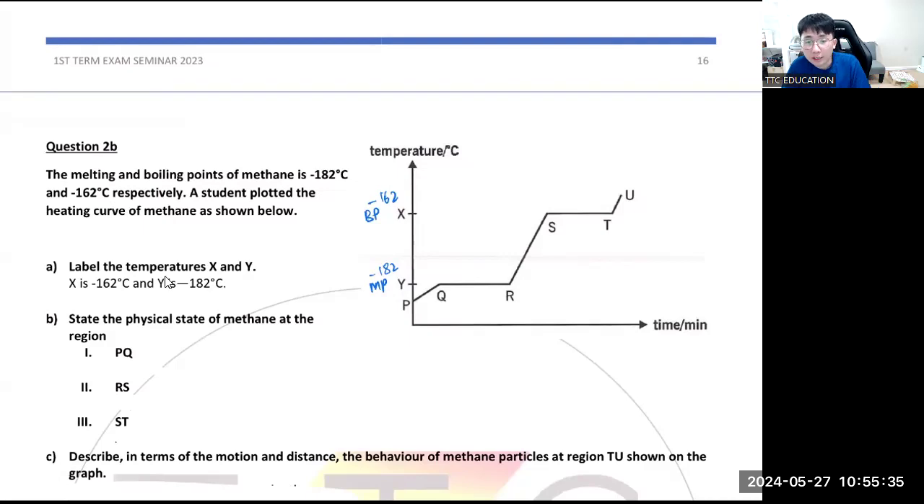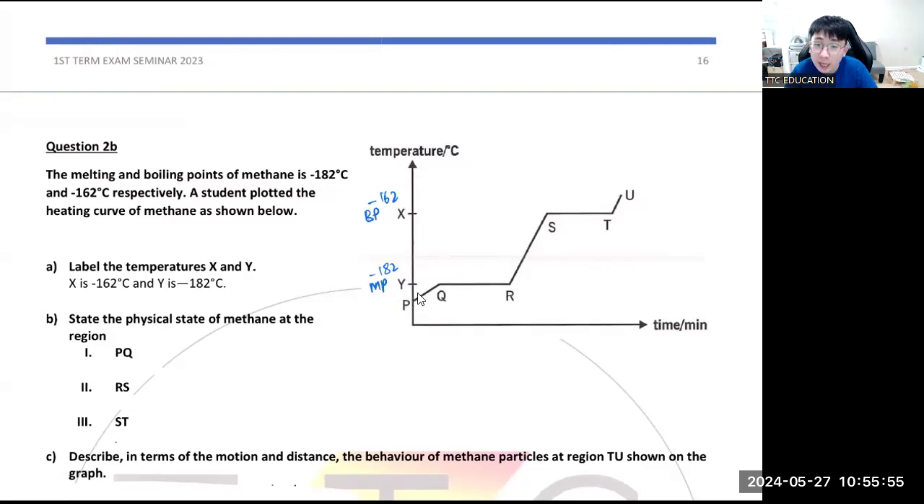So just put in words like this, that's okay. And then state the physical state. Guys, what is physical state? Is it solid? Is it liquid? Or is it gas? But guys, don't just limit yourself to these 3. Because why? When they are having constant temperature, the physical state is a mixture.